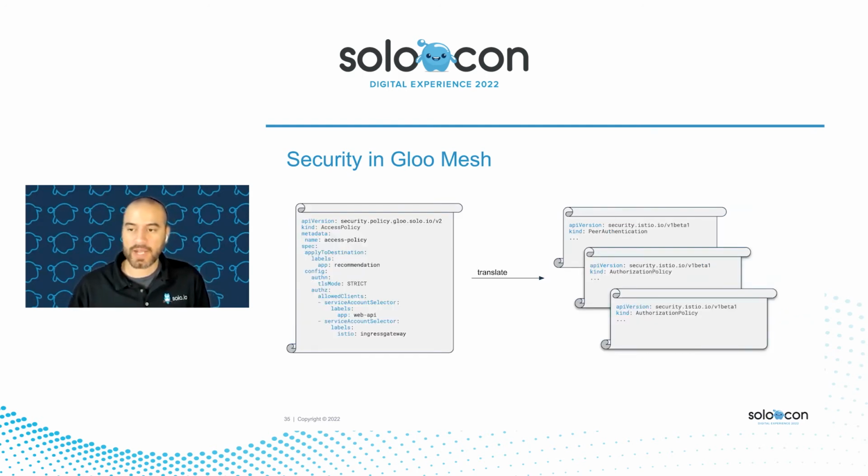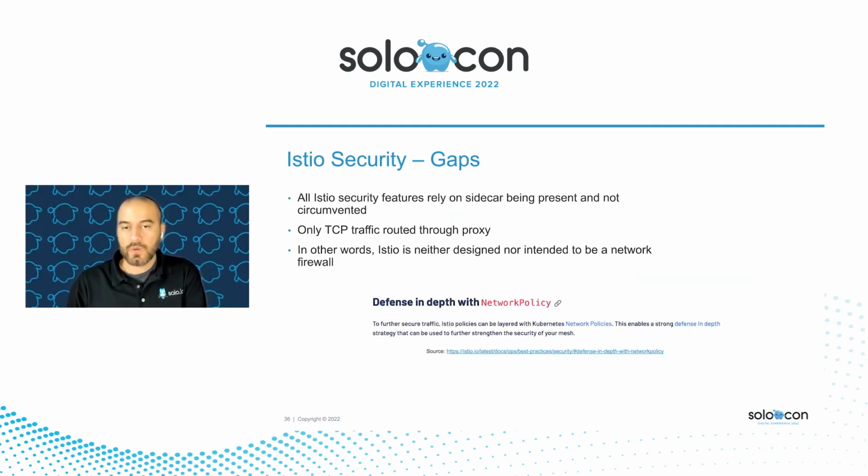To look at what actually happens, when we create an access policy in Gloo Mesh, that is then translated into the actual Istio primitives that would enforce the intent of this access policy. So that's great, and like I mentioned, it's a really powerful set of features. It's one of the main reasons that Istio has become so popular, in my opinion.